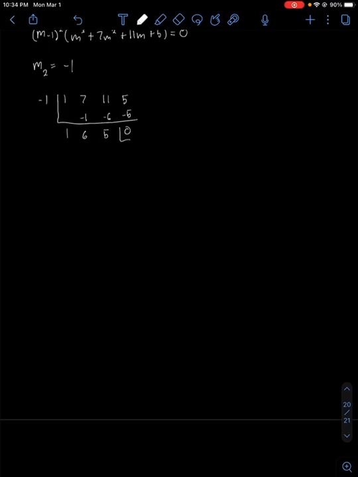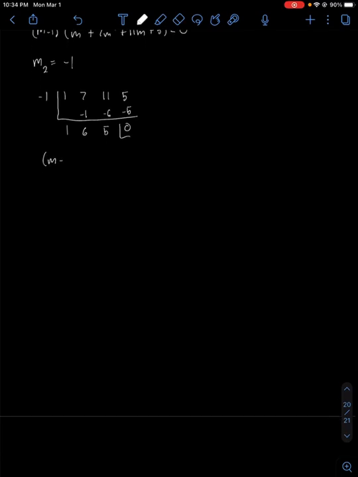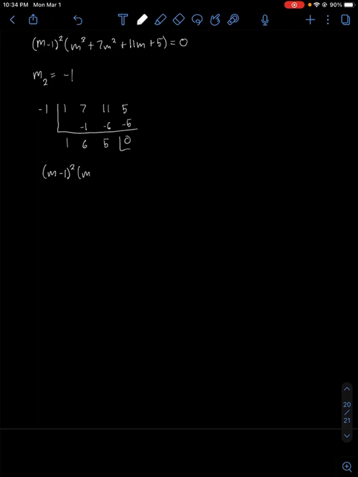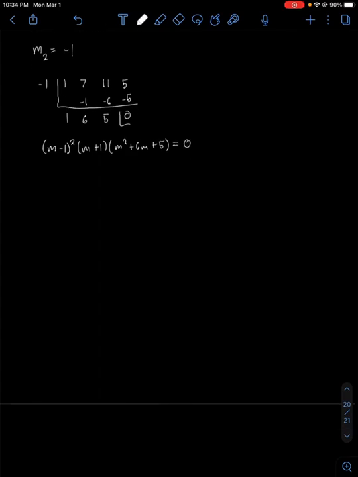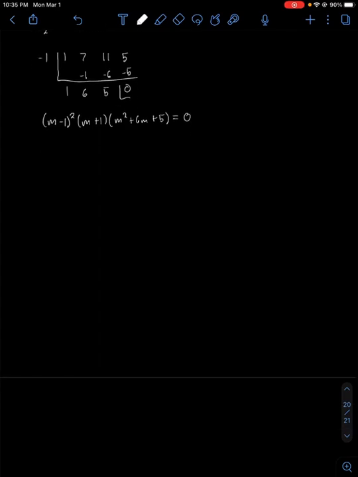So then that means that we have m minus 1 squared, m plus 1, and then we have m squared plus 6m plus 5 equals 0. And then we can factor this last equation out. So we'll have m minus 1 squared, m plus 1, m plus 2, m plus 3.